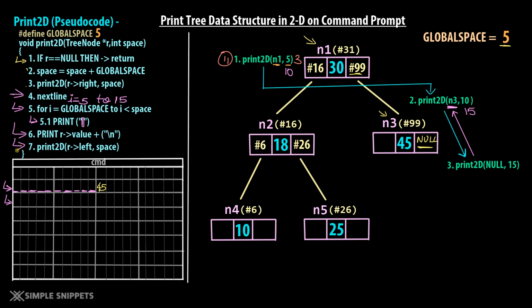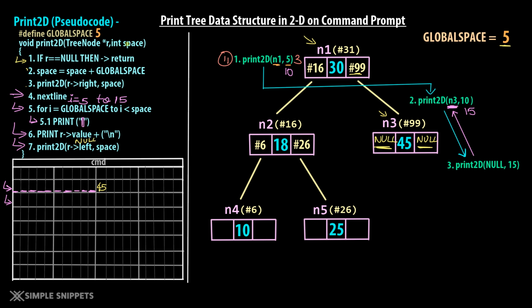Now we will proceed to step 7. When you proceed to step 7, you can see we have another recursive call print2d, and we are saying r of left and we are passing space. So we are at the second print2d in the 7th instruction. When we say r of left, we are saying n3 is left. Is there any value to the left of n3? No, it is going to be null. So we are going to pass null over here.